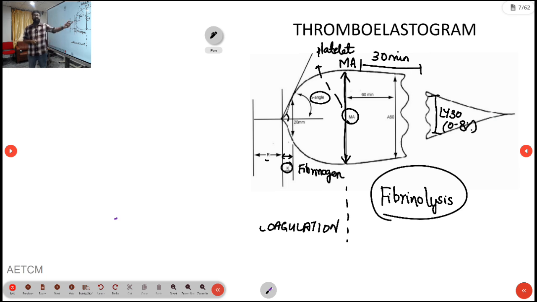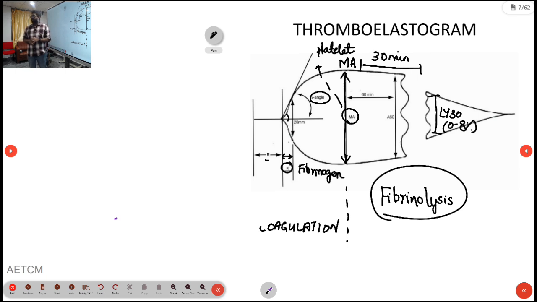And if LY30 is increased, then we must give an antifibrinolytic, for example tranexamic acid. So you only have these options. After getting a TEG, we want to know whether you will have to give FFP, cryoprecipitate, platelets, or tranexamic acid.